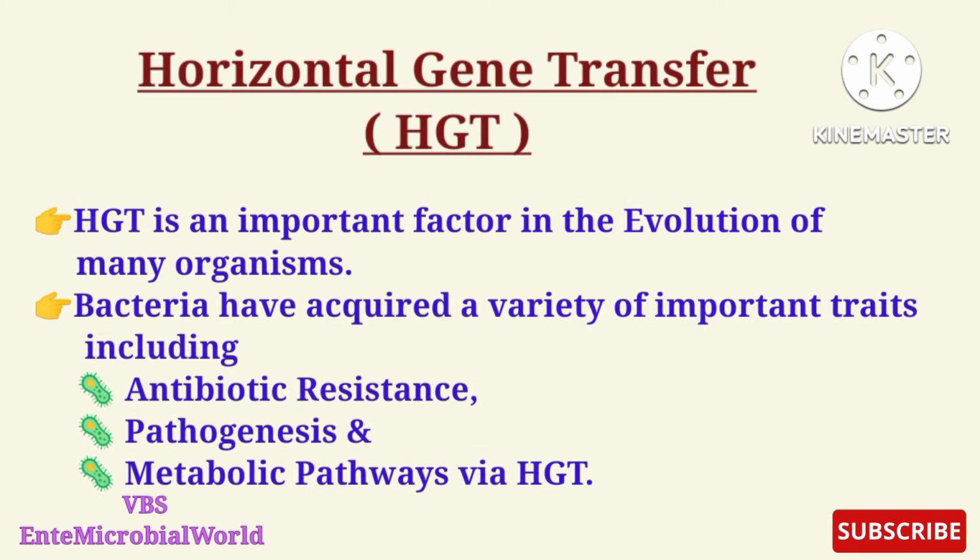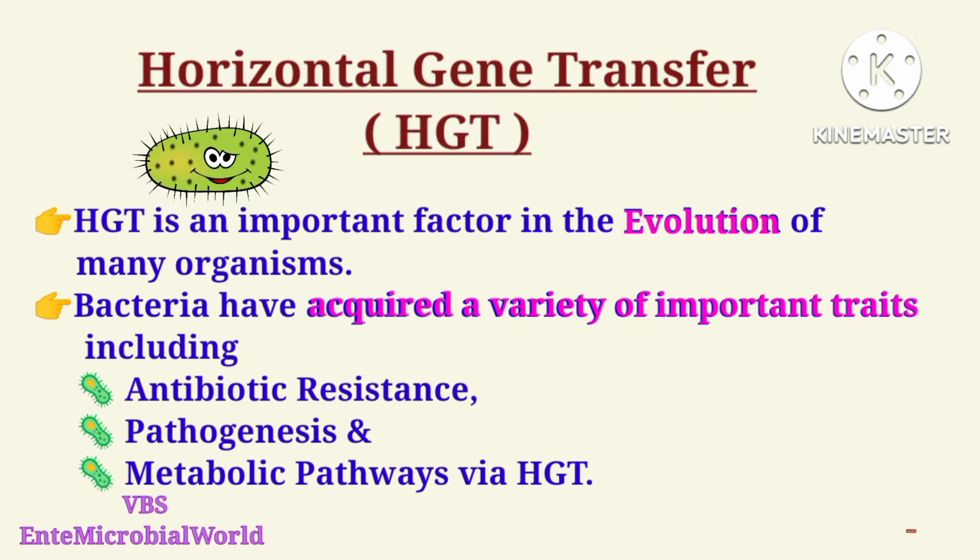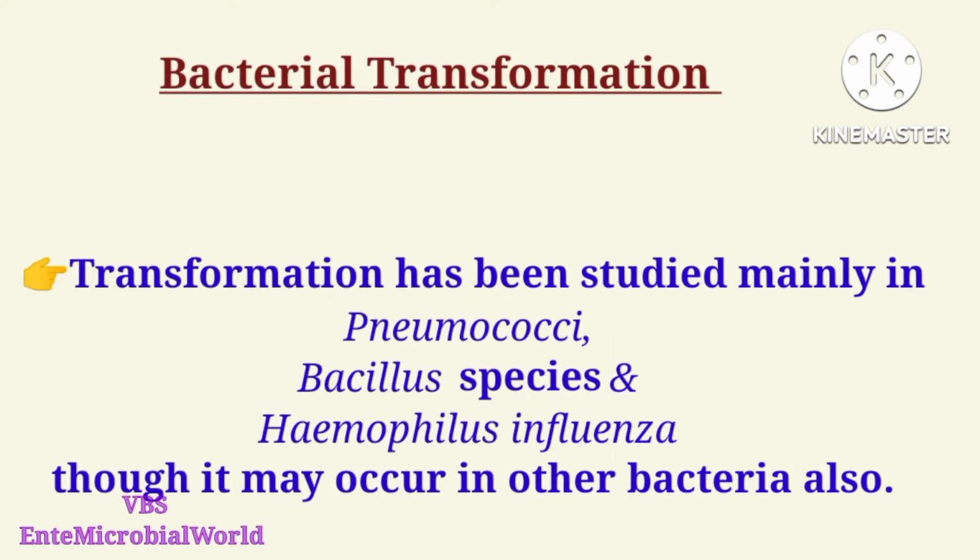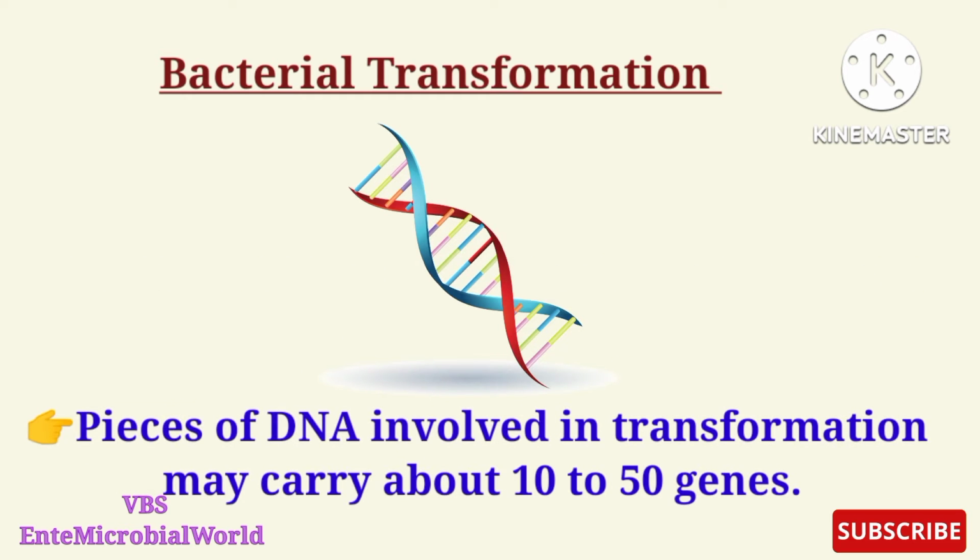Horizontal gene transfer is an important factor in the evolution of many organisms. Bacteria have acquired a variety of important traits, including antibiotic resistance, pathogenesis, and metabolic pathways via horizontal gene transfer. Transformation has been studied mainly in pneumococci, Bacillus species, and Haemophilus influenzae. Pieces of DNA involved in transformation may carry about 10 to 50 genes.